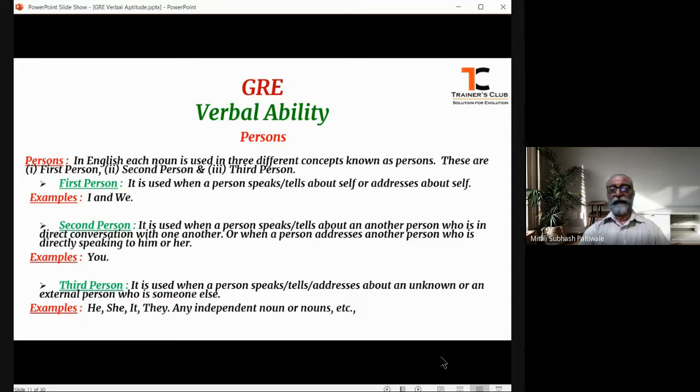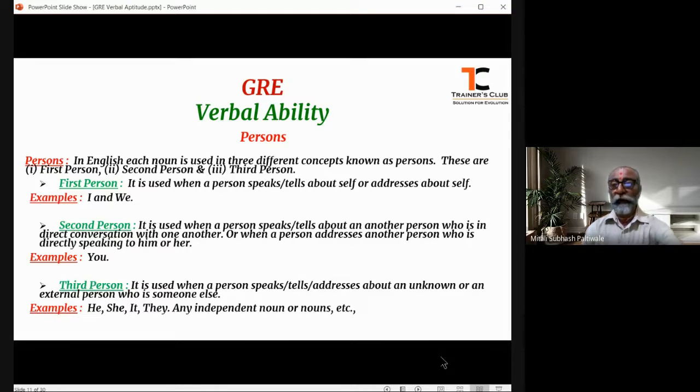Great. So, the persons. In the English language, each noun is used in three different concepts, right? They are known as persons. So, what are these three persons? These are the first person, second person, and the third person, right?